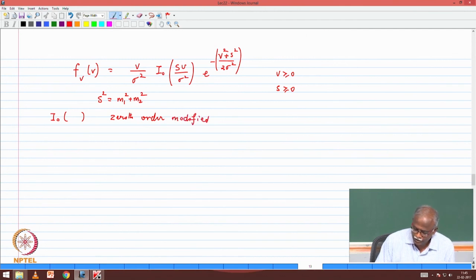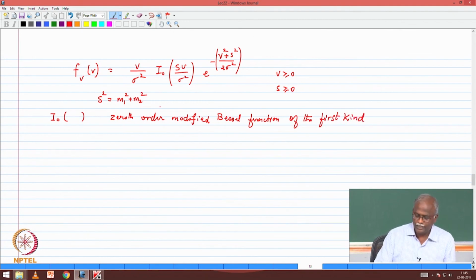Modified Bessel function of the first kind. So the derivation is given to us in Proakis, and again, time permitting, or maybe as part of an assignment, we will work out the derivation of this.